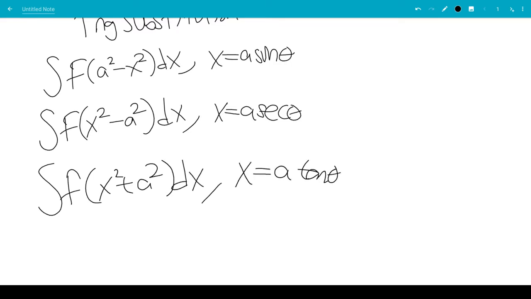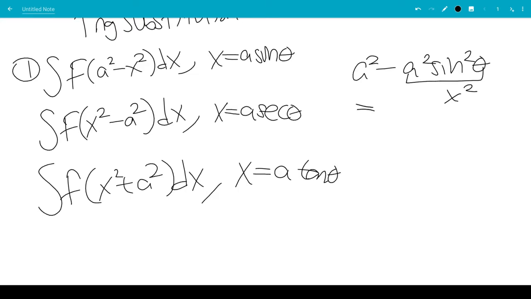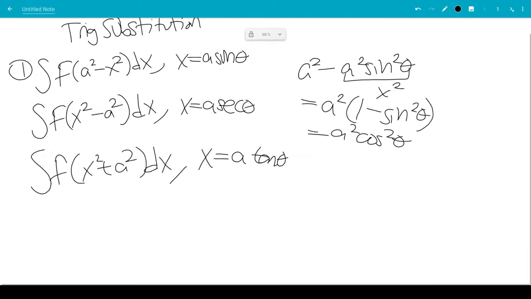So the reason this works is because, let's say for the first substitution, if you plug in a sine theta, you'll get a squared minus a squared sine squared theta. This is x squared. And you can factor out the a squared, so you get a squared times 1 minus sine squared theta, which is just a squared cosine squared theta. So that can simplify a lot.